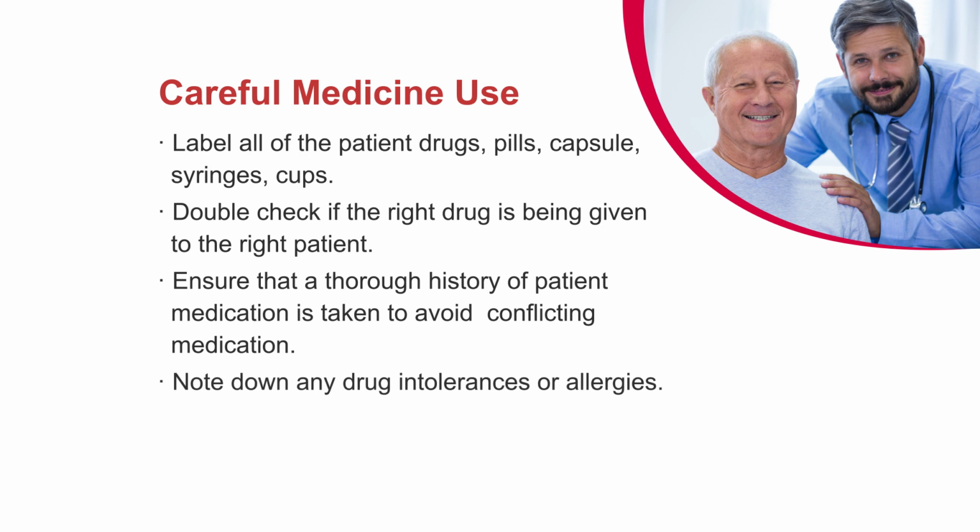Care should be taken to label all of the patient's drugs, pills, capsules, syringes, and cups. Double-check if the right drug is being given to the right patient, using universal protocol and help from pharmacists. Ensure that a thorough history of patient medication is taken to avoid use of conflicting medications. Clearly note down any drug intolerances or allergies in the patient's chart.